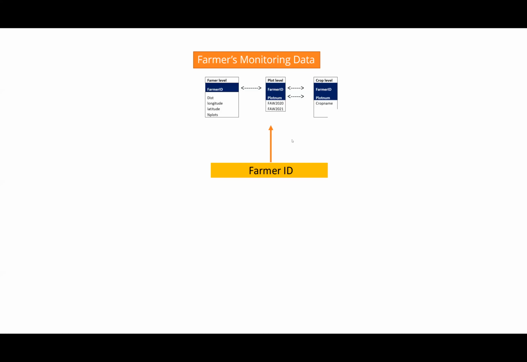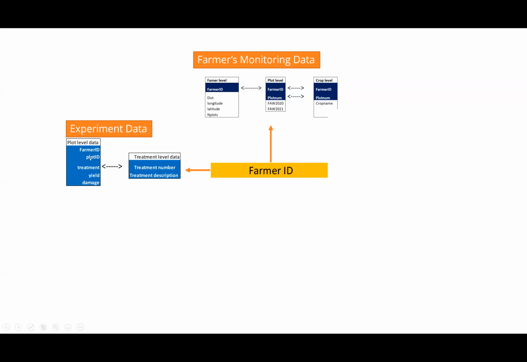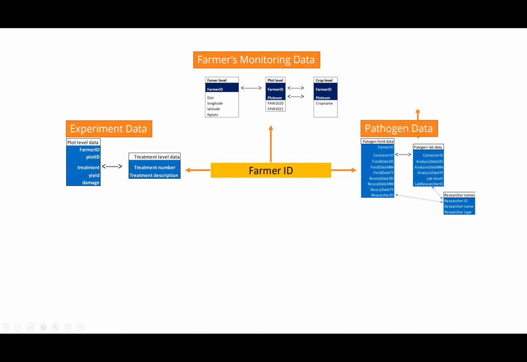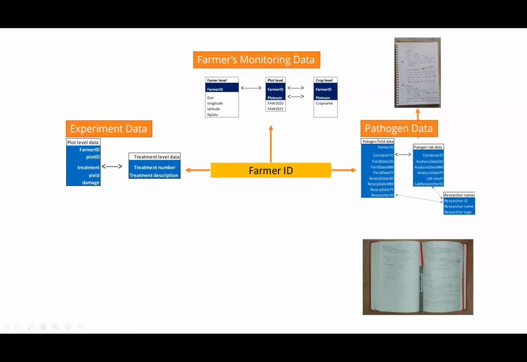And then it seems that we have the farmer and the farmer ID at the center of the data structure. We have the farmers' monitoring data with the 3 levels. We have the experimental data with the 3 tables, the experimental data with 2 tables, the pathogen data with 2 tables here, plus the small table that I would call a lookup table for the ID of the researcher, the book that the farmer keeps, and the book that the researcher keeps.